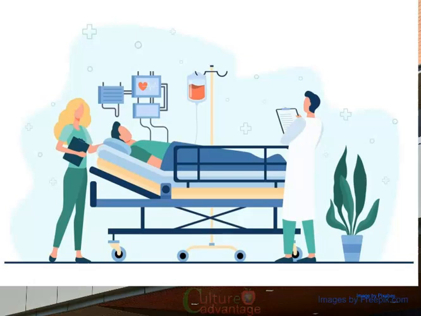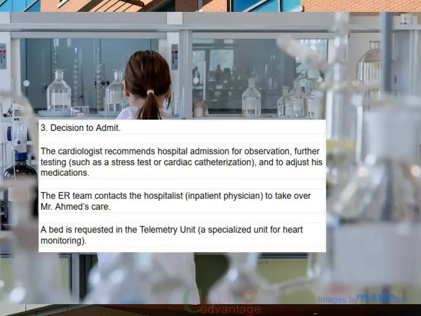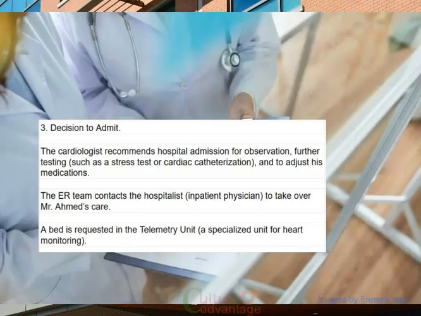3. Decision to admit. The cardiologist recommends hospital admission for observation, further testing, such as a stress test or cardiac catheterization, and to adjust his medications. The ER team contacts the hospitalist, an inpatient physician, to take over Mr. Ahmed's care. A bed is requested in the telemetry unit, a specialized unit for heart monitoring.